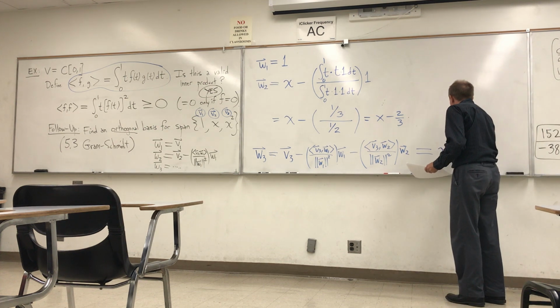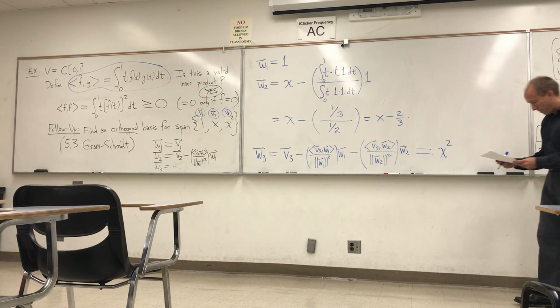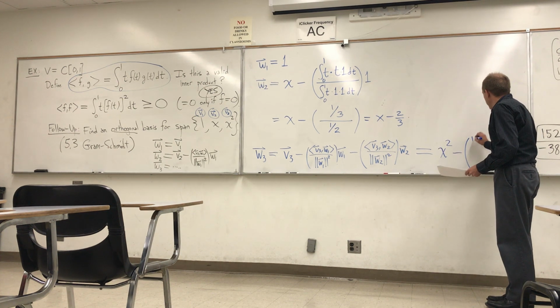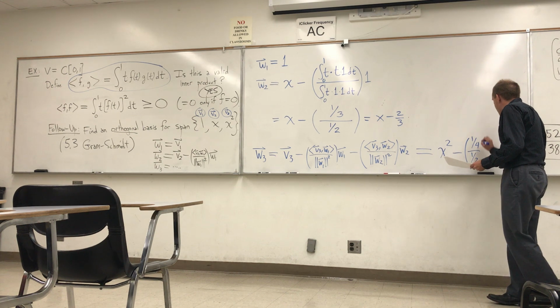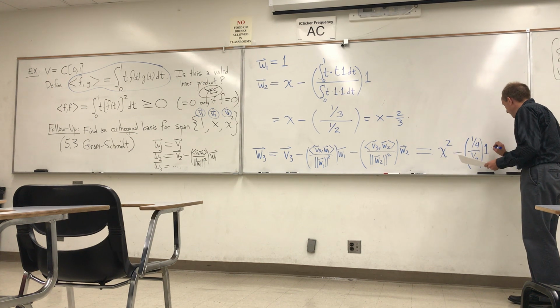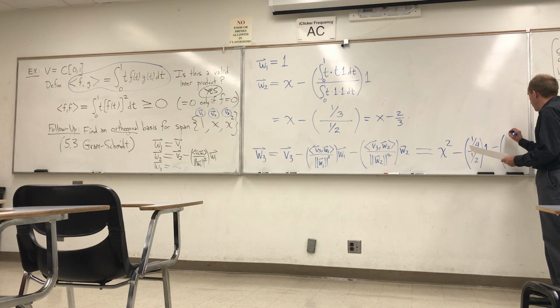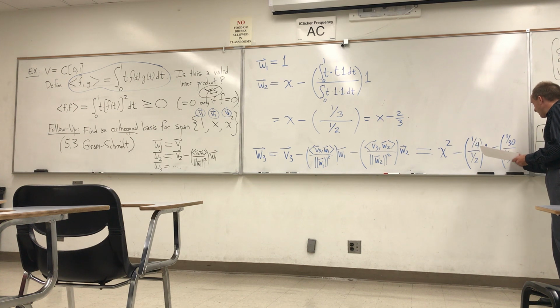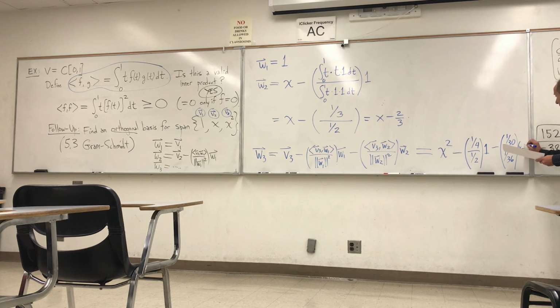It's going to be x squared, obviously, is the third vector there, minus, I'll just give you all the numbers. How about that? We have 1/4 over 1/2, right, times 1, and then minus 1/30 over 1/36 of the quantity x minus 2/3. So you see this is the W2 and the W1 here, right? All these numbers that are calculated, you're just doing the integration to figure those out. You just have to do the integration to figure those out.